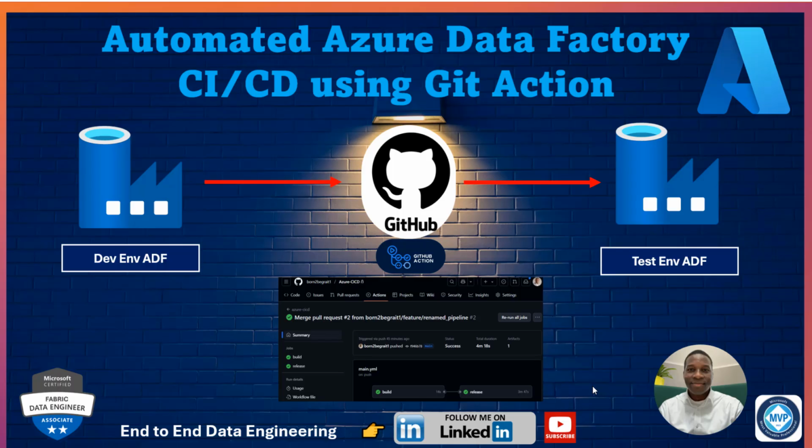So in this video, I'm going to be walking you through practically how we can set up Git Action to perform automated CI/CD on Azure Data Factory.